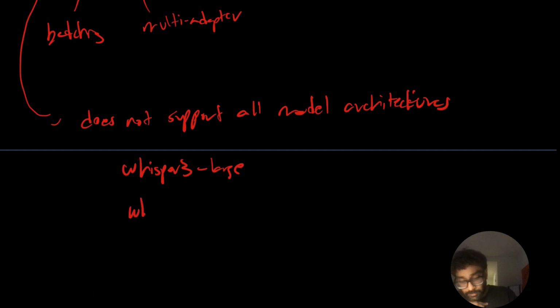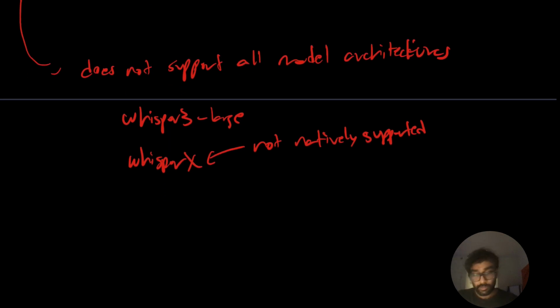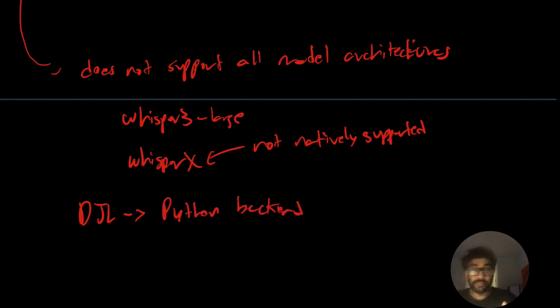But WhisperX at the moment, at least that I'm aware of, I might be wrong here, will be a good proof of concept for any custom models or architectures that are not yet supported. WhisperX is not natively supported yet. So in the case that you have one of these models and you're using one of these model serving backends and they don't natively support it, what DJL does is it exposes a Python backend specifically, and this is a Python engine.